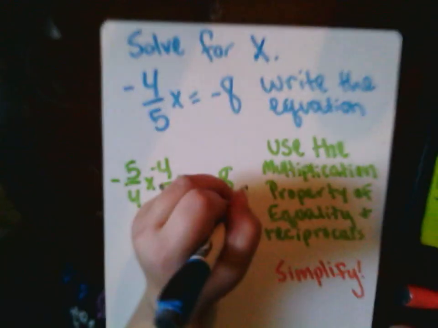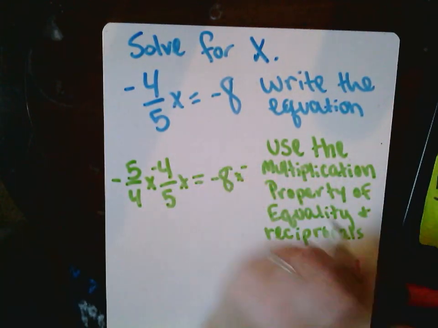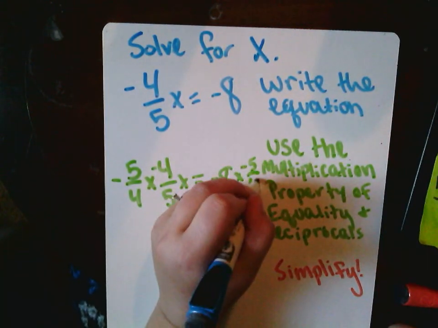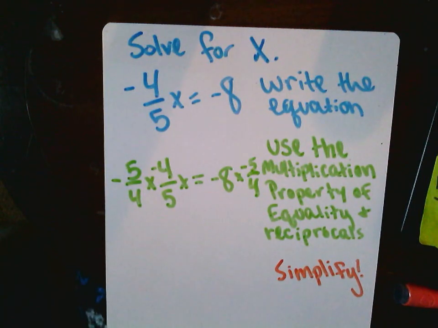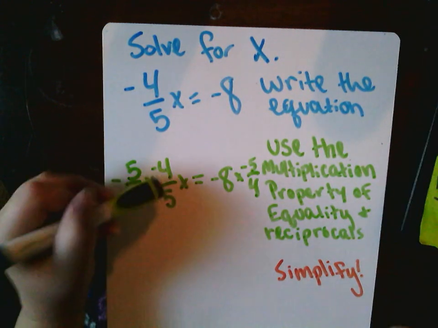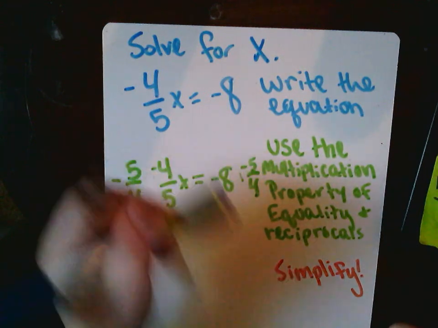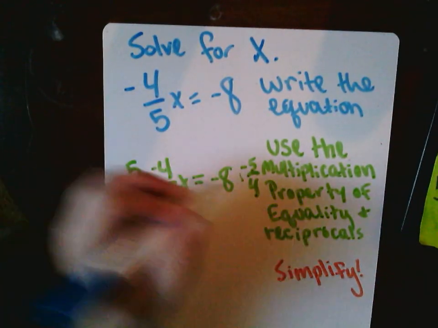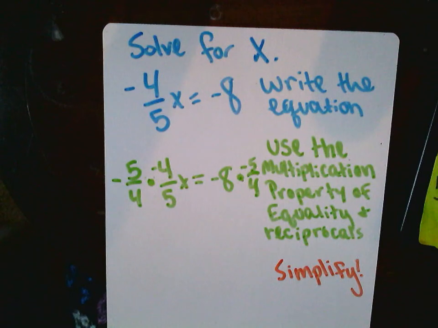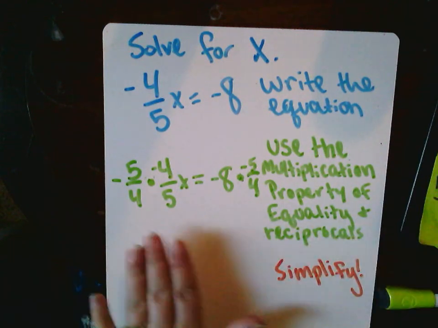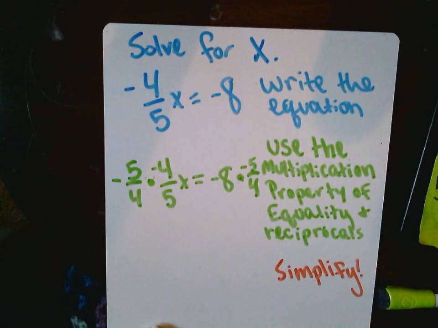negative 8 times negative 5 over 4. Running out of room there. And so now that we have done that, we can simplify it down to get our answer. Oh, this is a little confusing here. Okay, so here and here I am multiplying, and that's my x for my answer. That's what I need to get alone on this side of the equation.